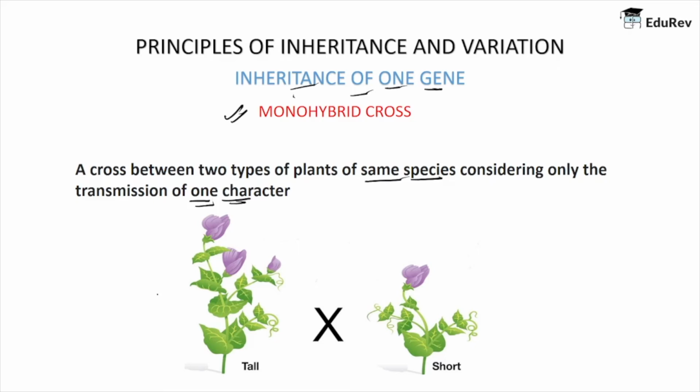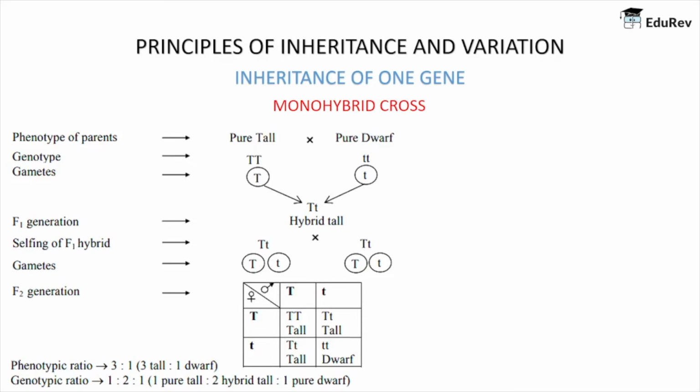As you can see in this picture also, the plants shown in this image are of the same species, but here we are considering the transmission of only one character, that is the character of height. So as you can see, either the plant will be tall or the plant will be short or dwarf. So let us now study this experimentation in detail. Let us now begin understanding the monohybrid cross.